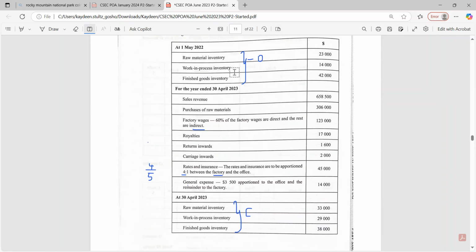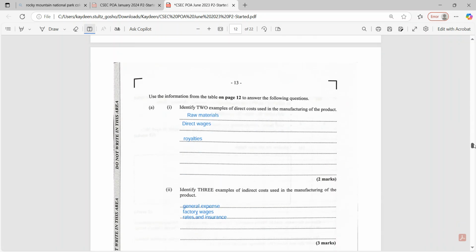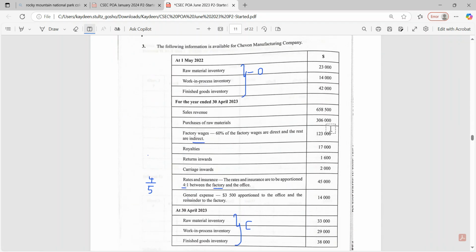We have raw material inventory, work in progress inventory, finished goods inventory at the 1st of May 2022, and then we have it at the 30th of April 2023. So we know that the earlier date would be our opening inventory, and our closing inventory would be those at the later dates. All right, so we're looking for direct materials. That's what the question said we should look for. Sorry, direct costs.